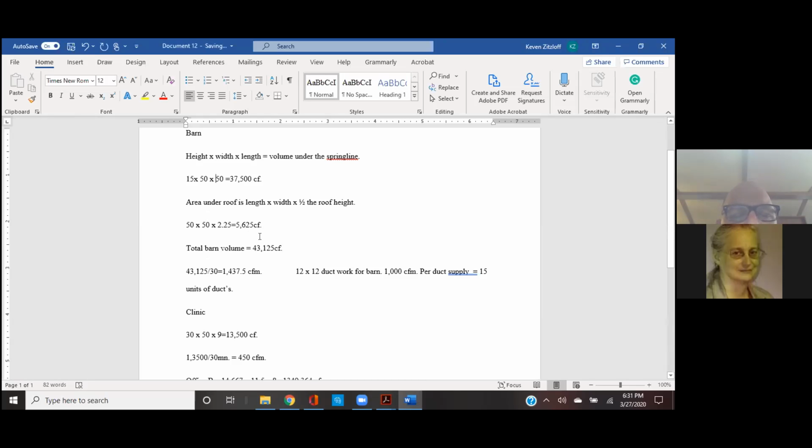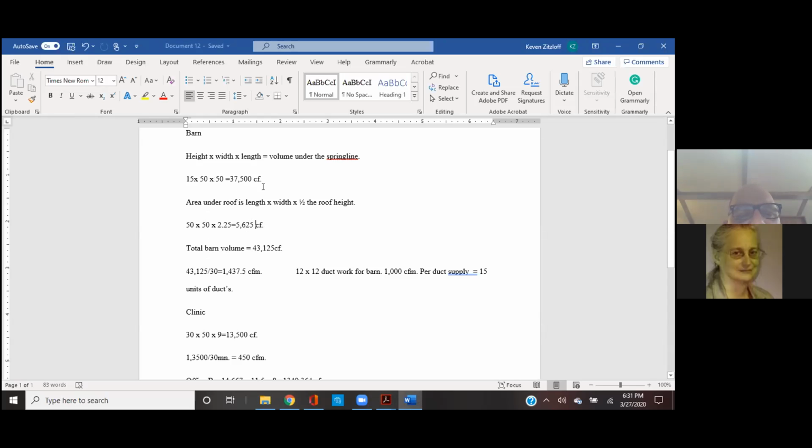Area under the roof is length times width times half the roof height, because you're calculating two triangles. It's always half times the base, I believe. Yeah, it's kind of coming back to me a little bit. And that gave you your total barn volume.